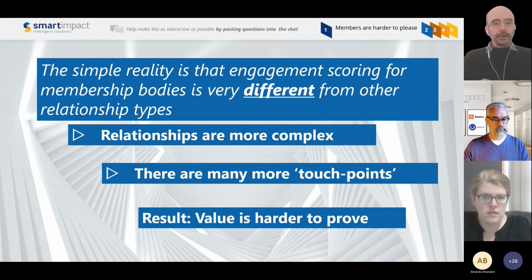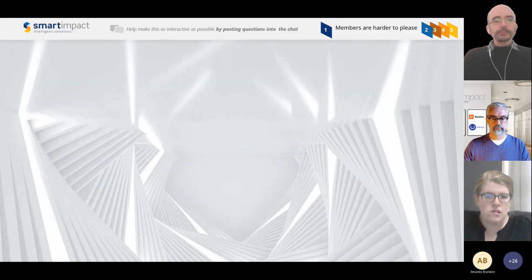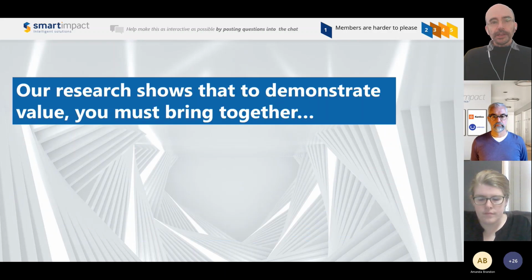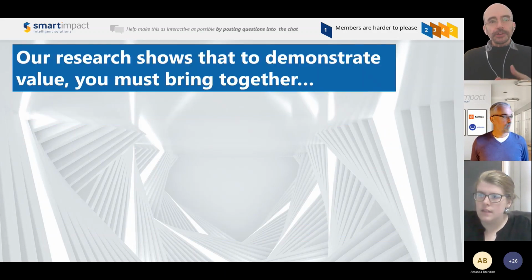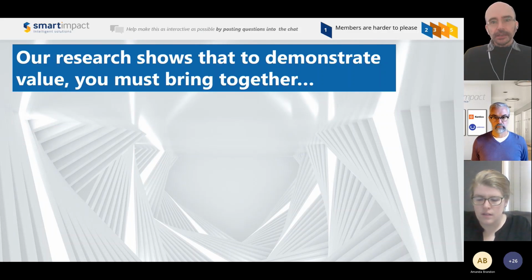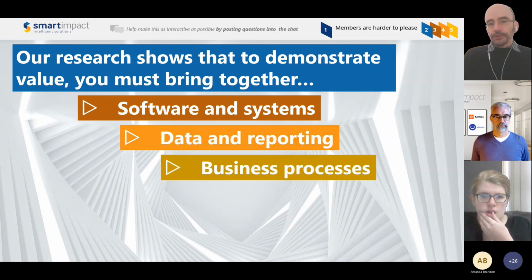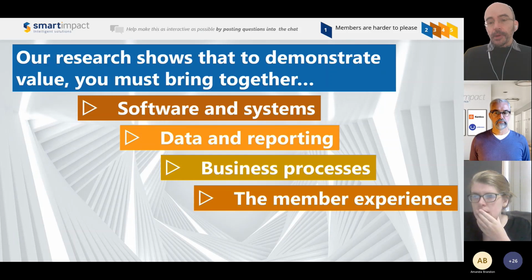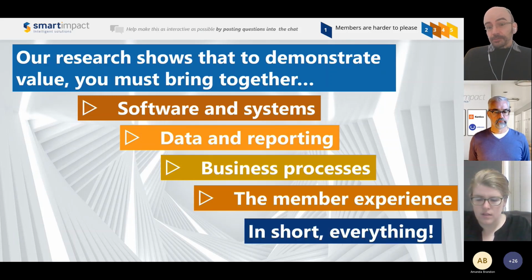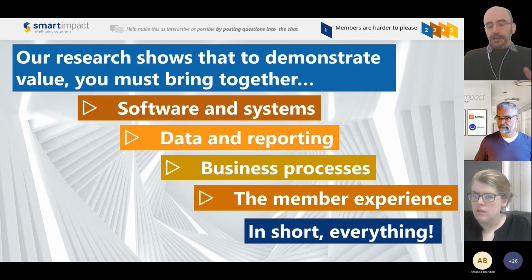So it's worth recognizing that these kinds of relationships are difficult and different to measure, but of course you can't just give up. So what we've then recognized from that is that to demonstrate value, you must bring together these elements here: the software and the systems, the data and the reporting, the business processes that you use to run your own organization, and then the member experience. In other words, that's everything you do. I know there's an awful lot there, but all of these things contribute to your member experience and your engagement scoring and your value and retention from that.